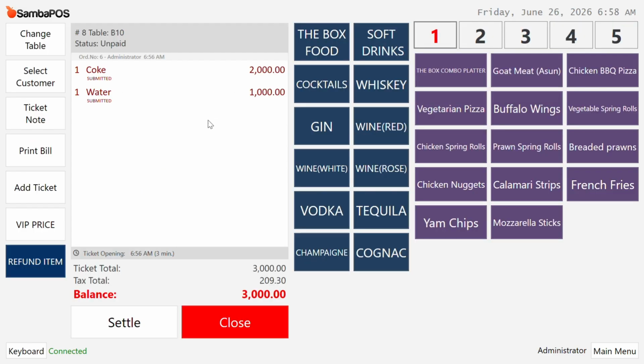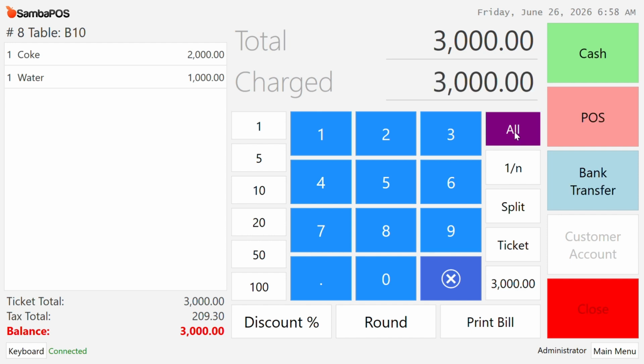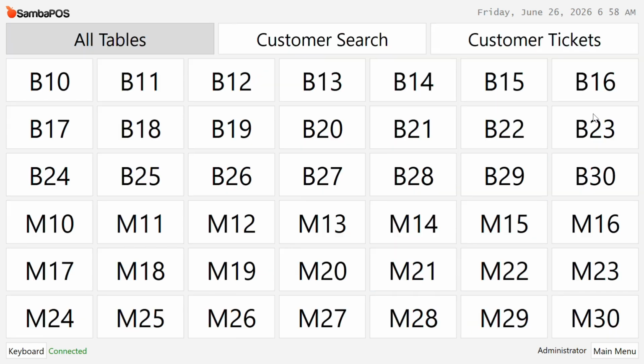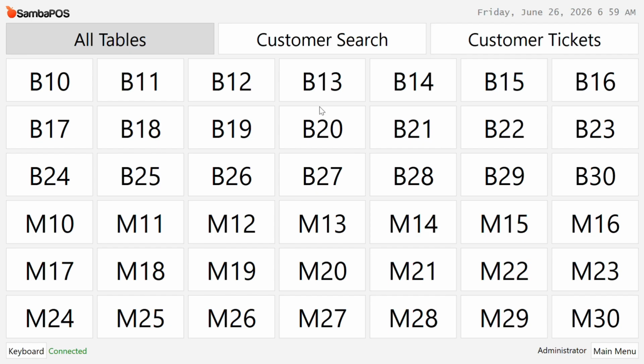So the same thing, you want to go ahead and settle this customer. Go ahead and click cash, then maybe this one is POS, and that goes away. So the next one is how to actually sell or place an order in your Samba POS.